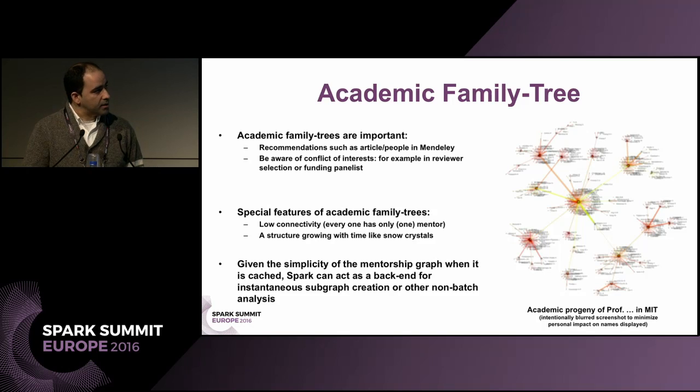The good thing about this mentorship graph is that it is relatively very simple because it has low connectivity, meaning that each person has only one mentor and there is a limited time. So if you start from a node like this and go in all the directions down, the graph will be over very soon.